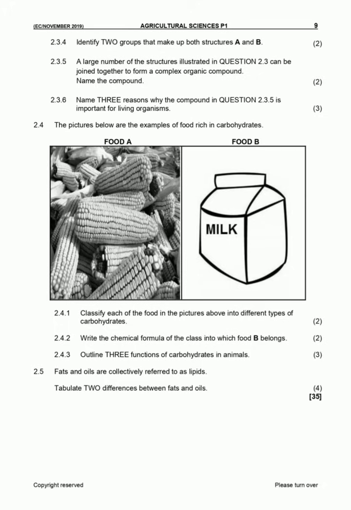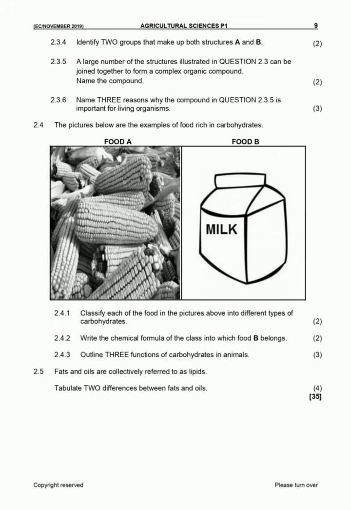Name 3 reasons why the compound in question 2.3.5 is important in living organisms. Why is protein important? So we need protein for growth. We need protein for so many reasons. Now think about those reasons. Answer that question, right? Then question 2.4, the pictures below are examples of food rich in carbohydrates. So we've got food A and food B. All right, then after that, you have to answer these questions.